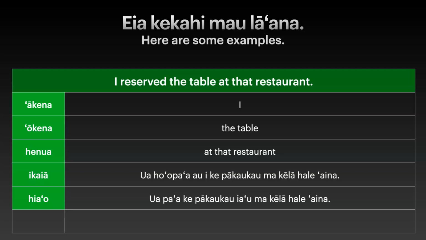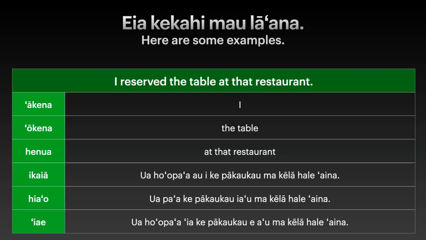So if we make this an ʻIae, remember we've got to use the same hamani from the ʻIkaiā, add ia, and then we're following the structure of the hia'o. So: ua ho'opa'a ia ke pākaukau ea'u ma ke la hale aina. Same hamani, same verb that's used in the ʻIkaiā, but we add ia, and then the rest of the sentence follows the hia'o. Only difference is we mark the ʻAkena with a instead of I or Ya.